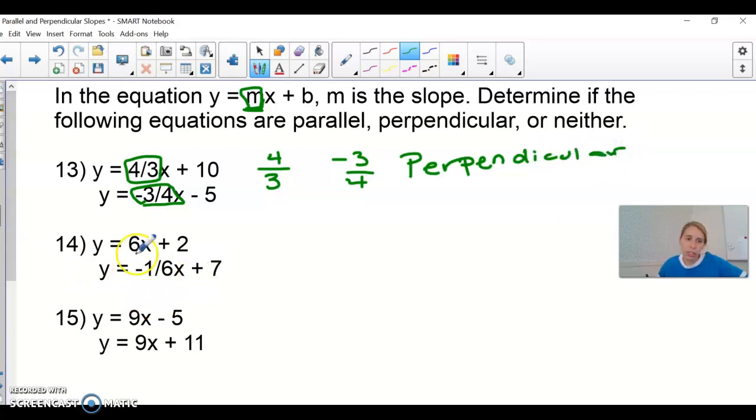Okay. We look at the second one. We've got 6 is the slope here and -1/6 here. So 6 and -1/6. Now remember, if you just have a whole number by itself, put a 1 underneath of it to make it a fraction to see easier if they're reciprocals. So 6 on top, 1 on bottom. Now 1 on top, 6 on the bottom, positive, and then turn to negative. That's perpendicular.